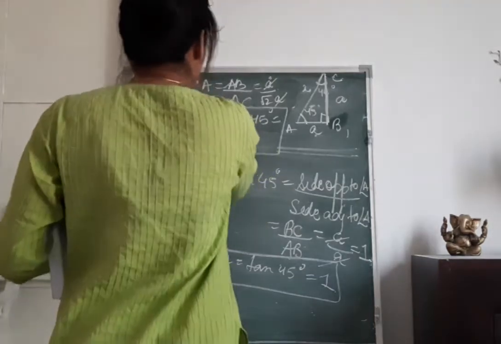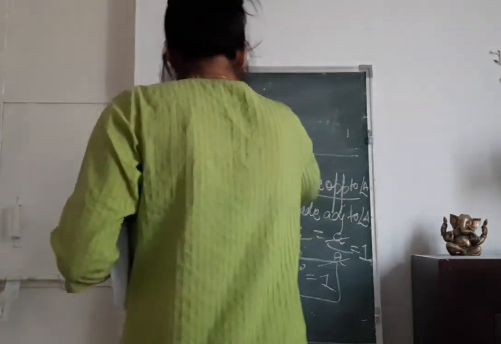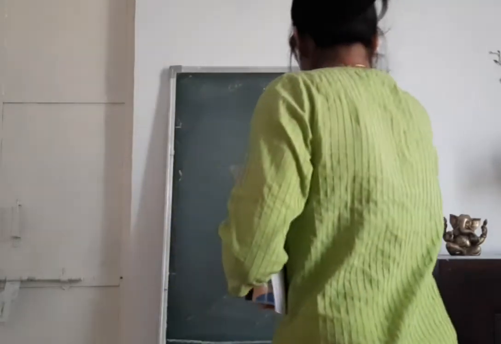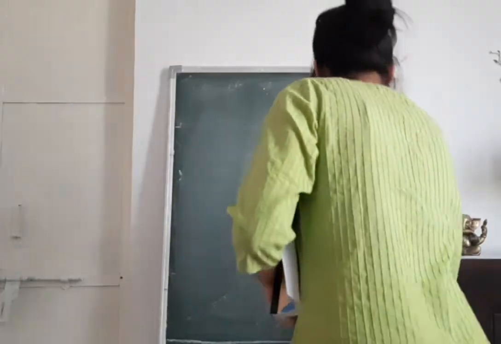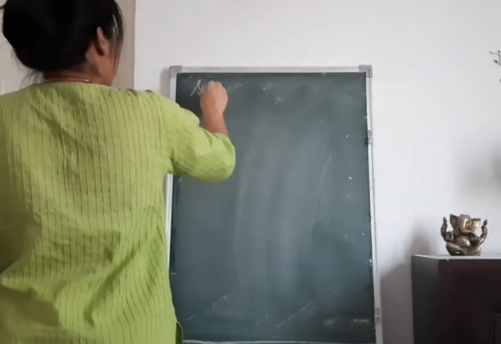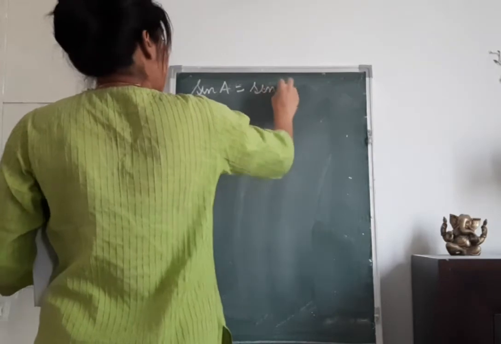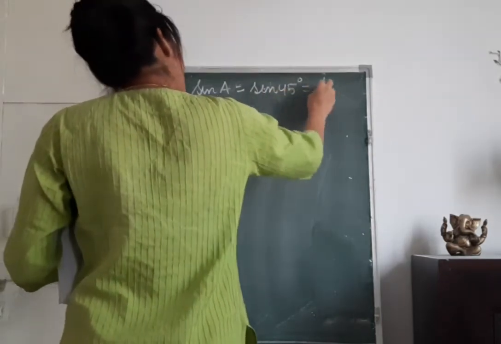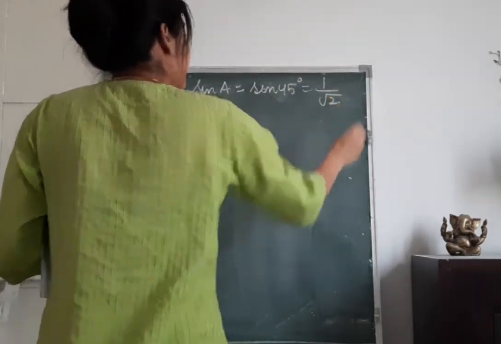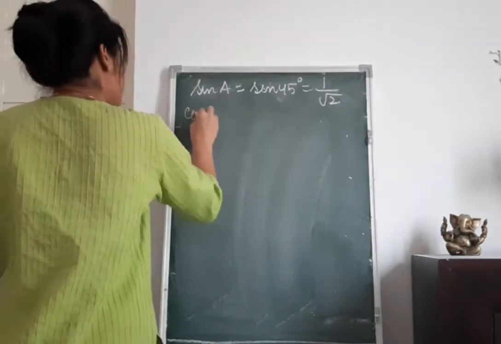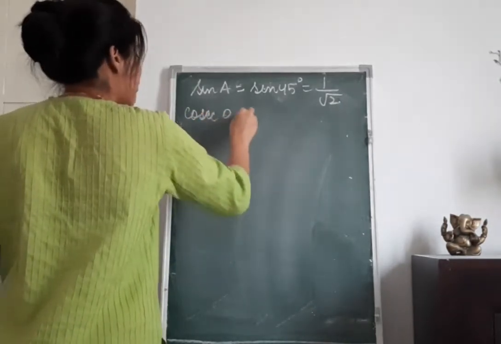See, now I know the value of sin A or sin of 45 degree is equals to 1 by root 2, right? And what is cosec theta equals to 1 upon sin theta?